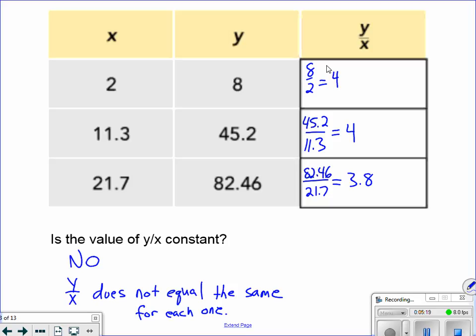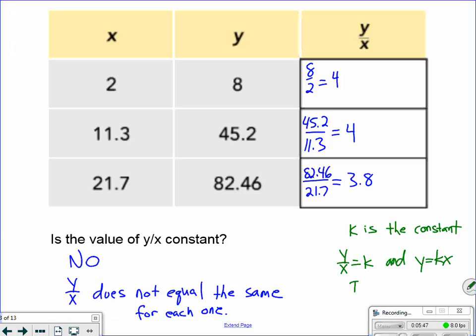So what you have to remember here for all this is that K is the constant, and Y over X has to equal K, and Y equals K times X. Okay? This has to work. Okay, if this doesn't work, it's not proportional.